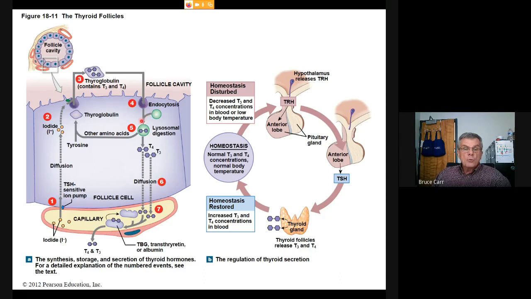And a lysosome binds with it. The lysosome contains enzymes that will break the T4 and T3 pieces out and release other amino acids. The T4 and T3 simply diffuse out into the capillaries. And when they reach, by circulation, their target tissue areas, they diffuse into those regions and produce their effects.